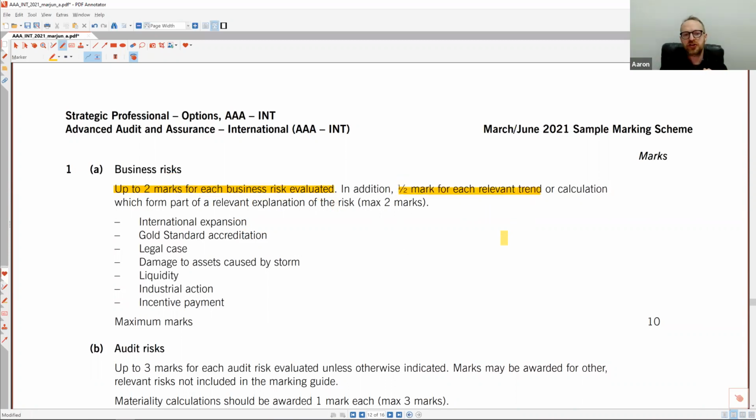Half a mark for each trend or calculation to back it up, maximum 2 marks. Now that means I could get away with 4 of these and 4 trends identified. So if I did my prioritization right and prioritized the ones with a trend, and I did that for all 4 of my risks that I managed to type out in the time available, I still get full marks as long as I've done my risks accurately.